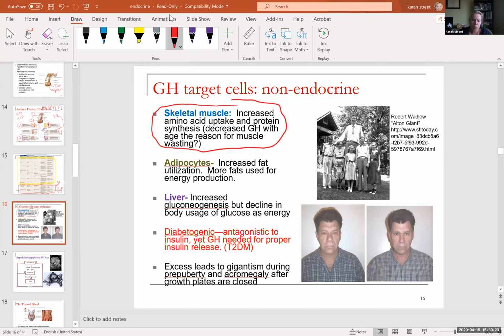As we age, the amount of growth hormone we release decreases. And this is a lot of the reason why, as we age, we lose muscle mass. Even if we continue to work out, we still lose muscle mass. You're not going to be able to bulk up as much as you were able to when you were a teenager in high school.